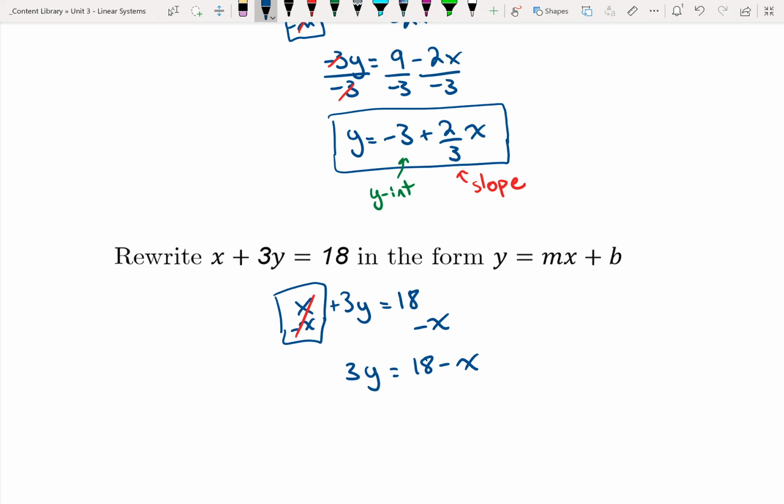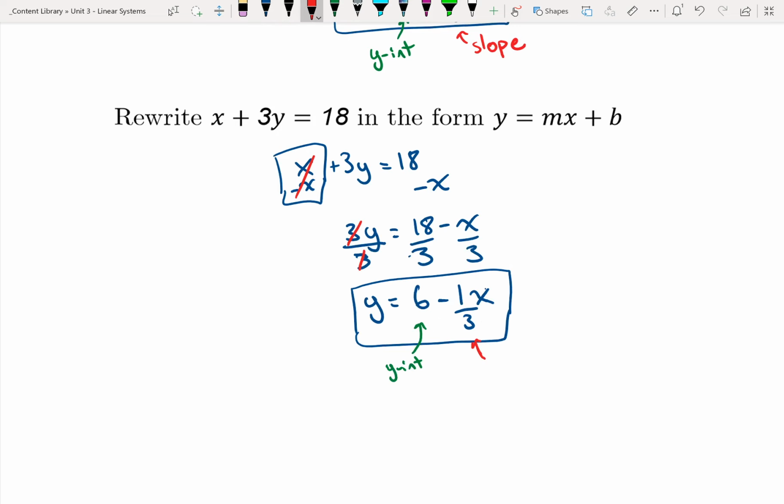One side cancels out. y equals 18 divided by 3, which is 6, minus, there is an invisible 1 there, so 1 over 3 x. And this is my equation of the line. Again, I should be able to recognize that the separate term is my y-intercept, and the term that's attached to the x is my slope, which I can use to graph. So I'm going to use that to graph.